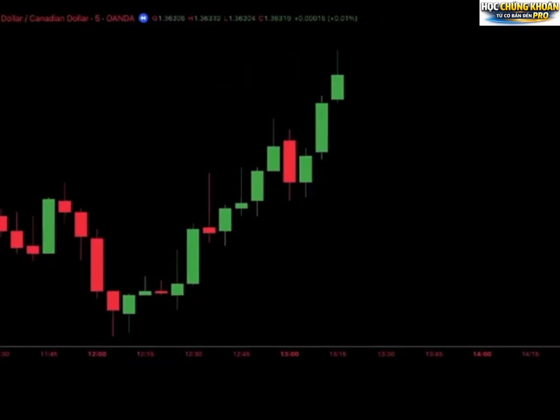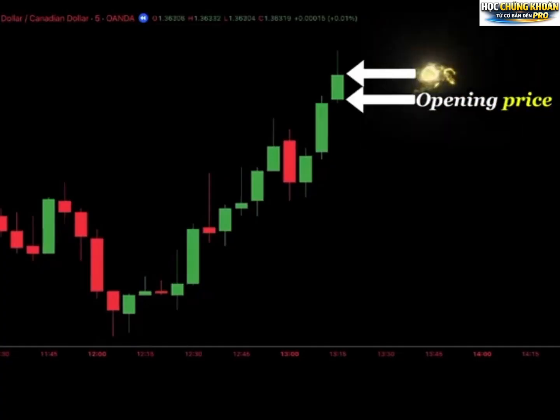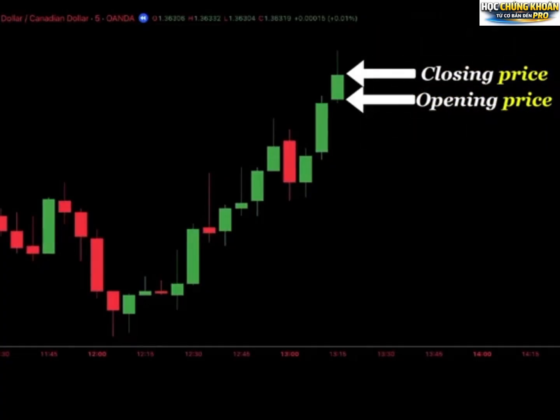Look at this candlestick pattern. The first candle opens here and closes higher. This tells us that buyers were in control of the market during that period.